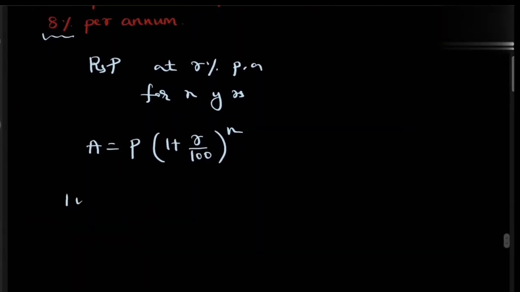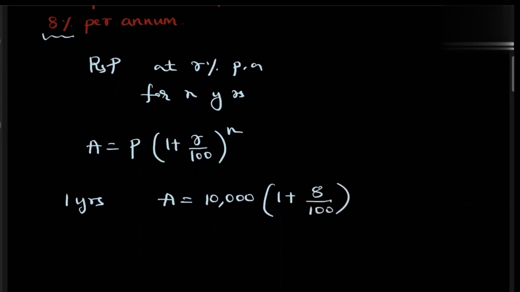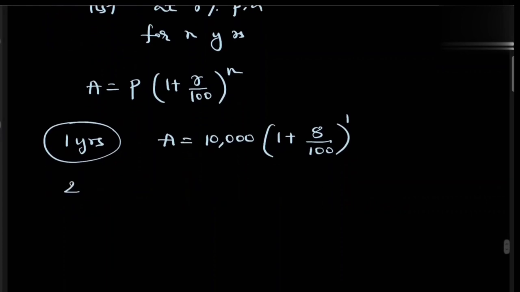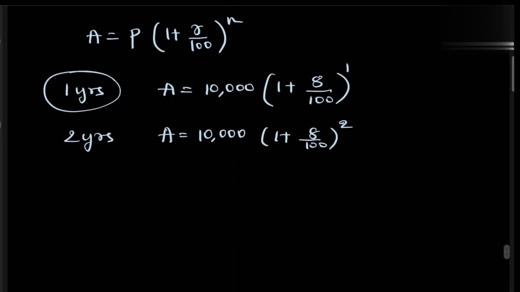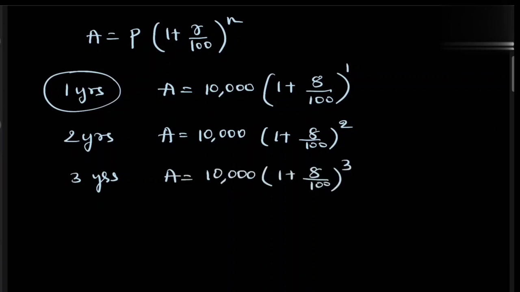So here the principal amount is given and the rate of interest is given. Therefore for the first year, the amount will be 10,000, substituting here (1 plus 8 divided by 100) whole power N, where N is equal to 1 for 1 year. So for 2 years, A is equal to 10,000 (1 plus 8 divided by 100) whole square. For 3 years, A is equal to 10,000 (1 plus 8 divided by 100) whole cube. And so on we continue the process.